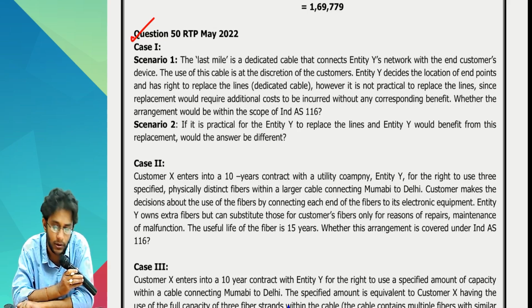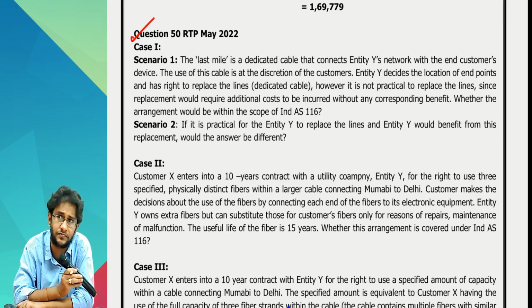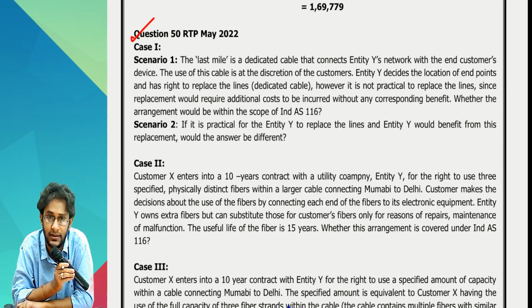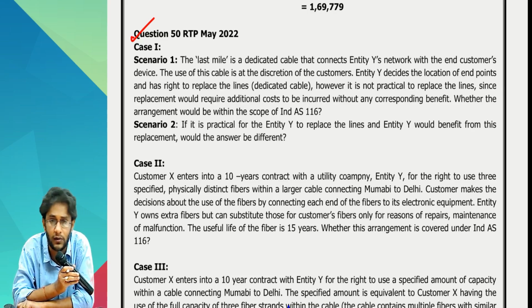Coming to scenario 2 now. If it is practicable for entity Y to replace the lines, and entity Y would benefit from this replacement, would the answer be different? The answer is yes, because if Y has the ability to replace the lines, meaning practical ability is there and benefit also is there, then definitely the substitution rights now become substantive and therefore there is no identified asset.